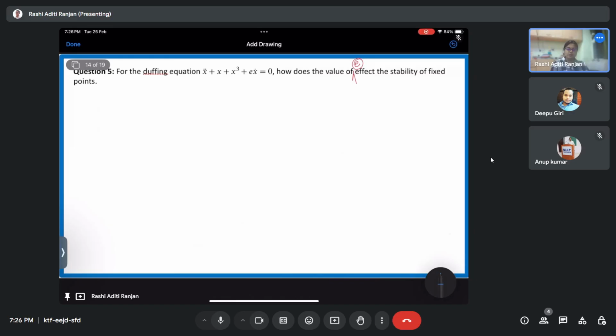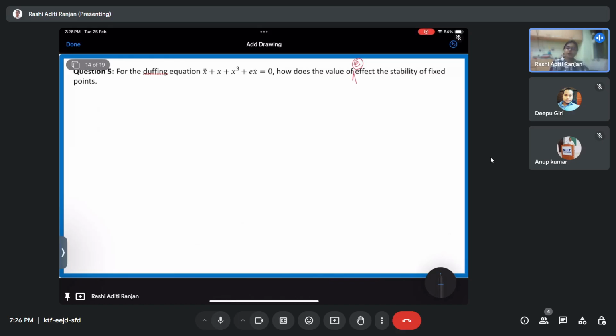Okay, so then there comes a beautiful concept of the Jacobian matrix. So what is important to understand is that for a nonlinear system, there is not any specific kind of a theorem or phenomena which tells about the stability of a fixed point.